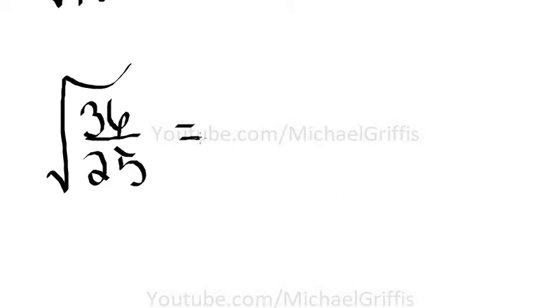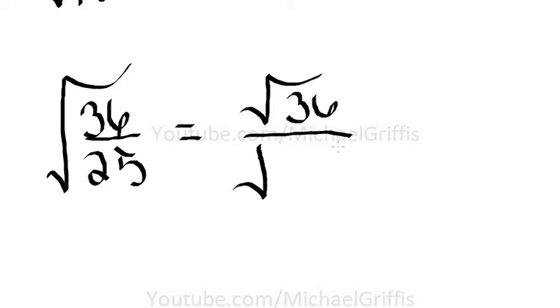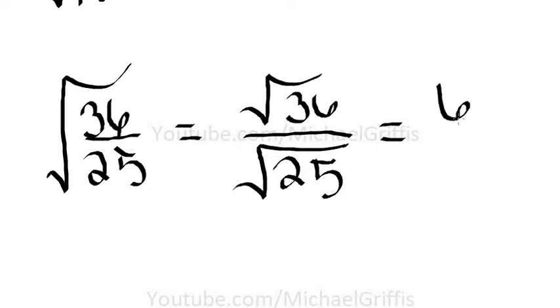What happens if I have the square root of 36 over 25? Now, this can be rewritten as the square root of 36 over the square root of 25. Two numbers multiplied together give us 36. How about 6? 6 times 6 is 36. And two numbers, the same number, x times x is 25. So that would be 5. 5 times 5 is 25.